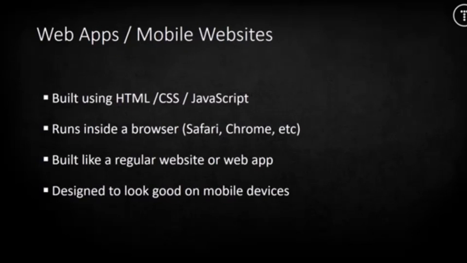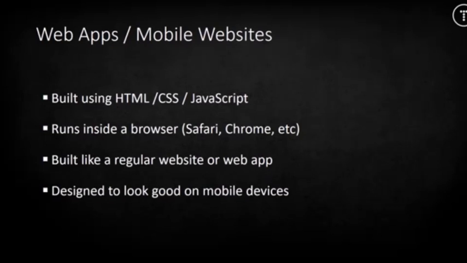Web applications or mobile websites are built using standard web technologies including HTML, CSS, and JavaScript. They run inside of a standard web browser like Chrome, Firefox, or Safari. They're built and hosted just like any web application or website on the internet. The only real difference is that they're built to look good and function well on mobile devices. This usually means that they're responsive and designed with a mobile-first approach, meaning they start by focusing on the mobile view, but also make it work for desktops as well.